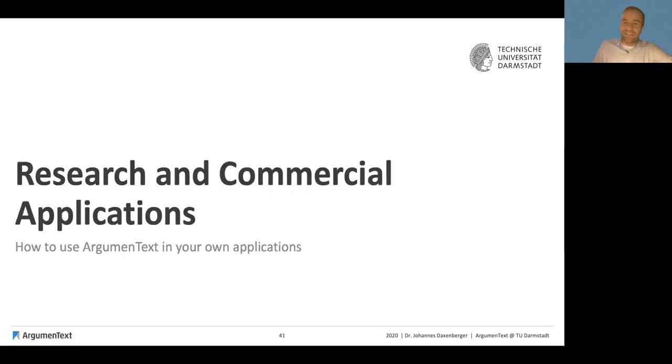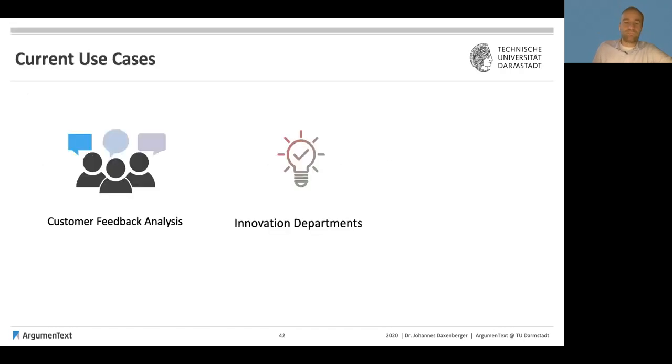Okay, now let's come to the last part of my talk, which is about research and commercial applications. So if you want to use argument text, how can you use it in your own applications? We have two use cases of this technology that we focus upon. The first one is customer feedback analysis, and the second one is innovation mining for innovation departments or technology assessment. I'm going to discuss these two in a bit more depth.